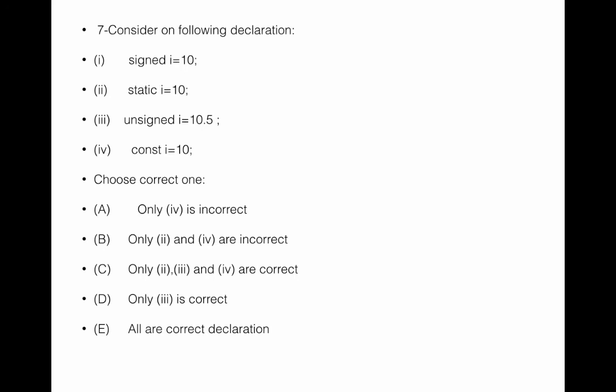The last question, maybe, yes. It's signed i equals 10, static i equals 10, and signed i constant i. You may notice that there are no types. There is no int, there is no char, there is no double, there is nothing. And it examines if you know whether this is right or not right. So the default data type is always integer. So all of these are valid. All of them are correct.